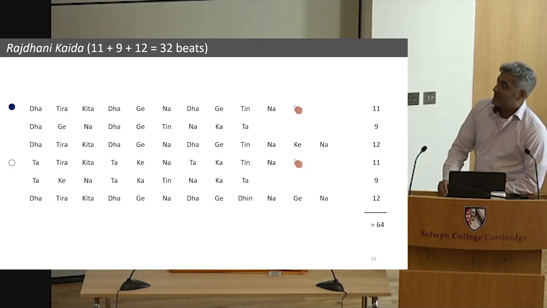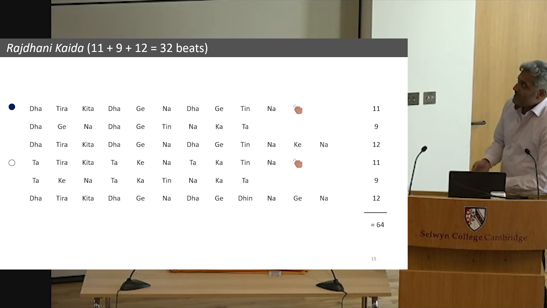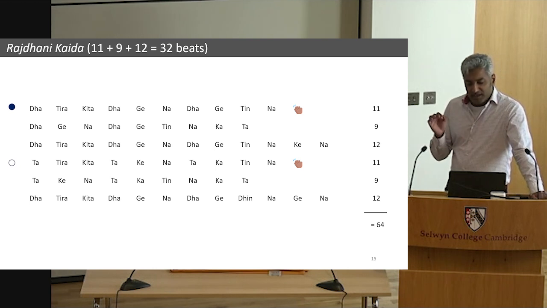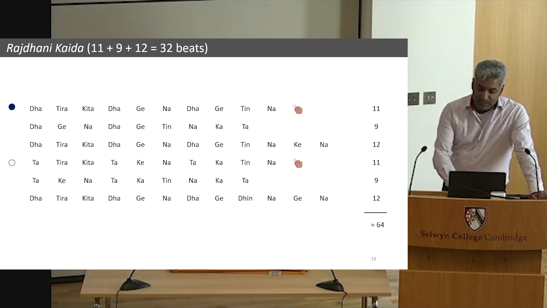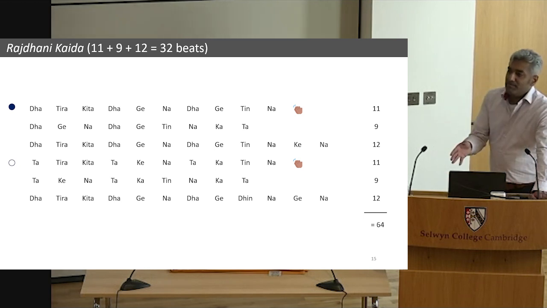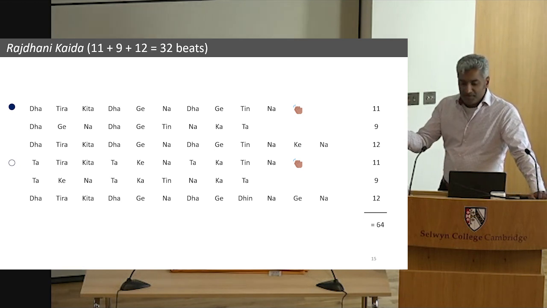So one last example, this is what's called the Rajdhani kaida. It's 32 beats formed with a few odd numbers, unlike the even numbers you've seen. This is 11 beats plus 9 beats plus 12 beats. The 11 beat is for dha tirikata dhagena dhaga tinna. Now if you count, it's actually dha tirikata dhagena dhaga tinna, which is 10 beats. So to make it 11, we just leave a note of emptiness here.